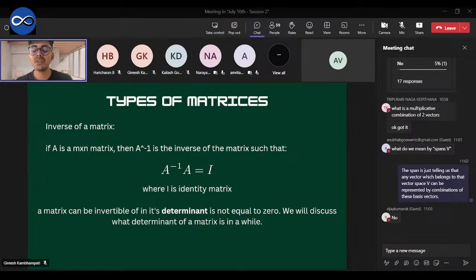But if you see it purely mathematically, then the determinant is an operation that we perform on a matrix, which gives us something like a magnitude of it. So we'll come to it soon. But as of now, just know that the determinant of a matrix should not be 0 if it has to be invertible. Yeah, you can go to the next slide.